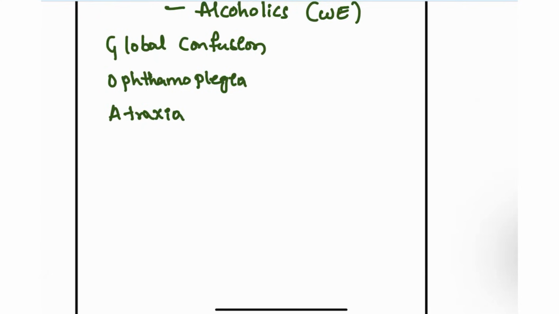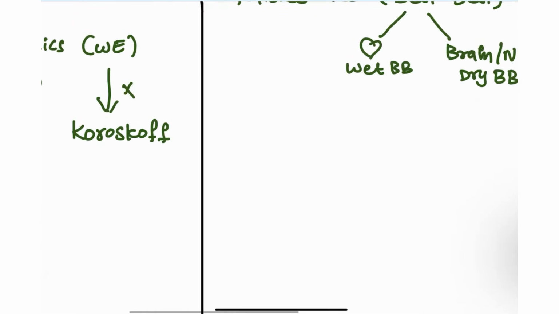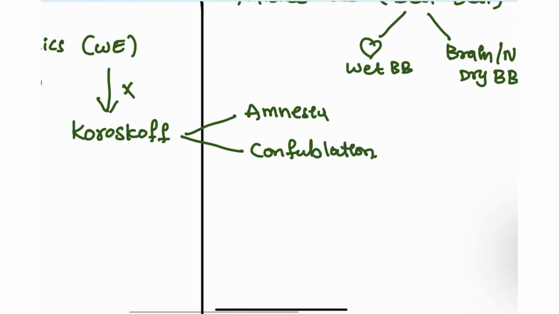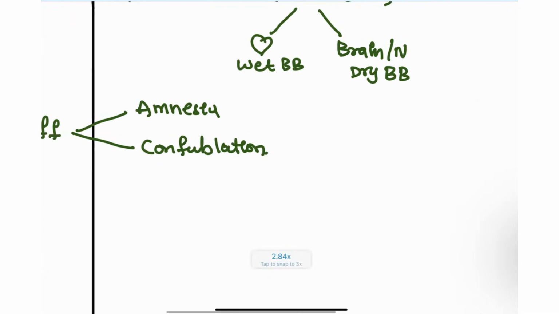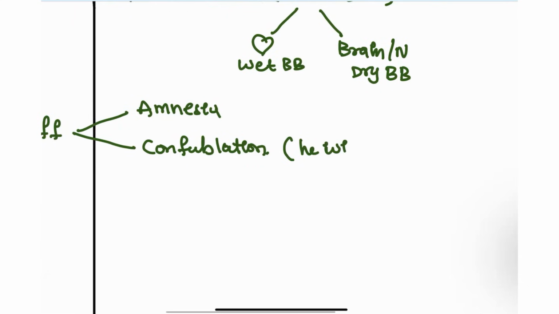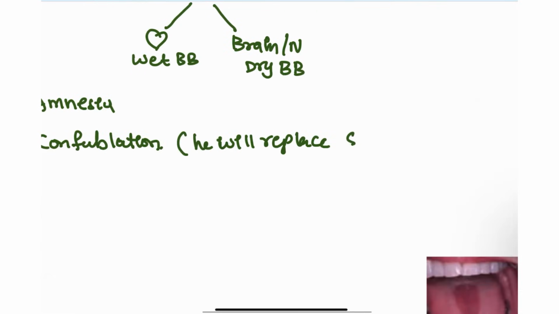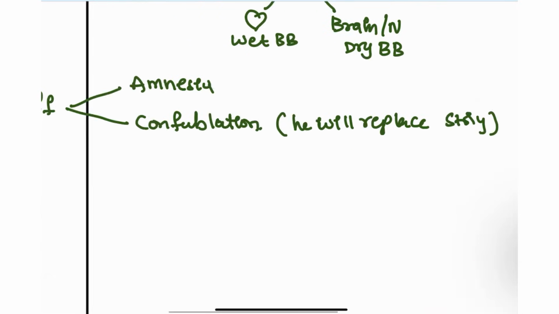If you do not treat this properly, then it will cause Korsakoff syndrome. And this Korsakoff can cause amnesia, retrograde amnesia, and also confabulation. What is this confabulation? If the patient does not remember a particular episode, he is going to replace it with some other story. Whatever comes to his mind, he will replace that story. So this is known as confabulation.